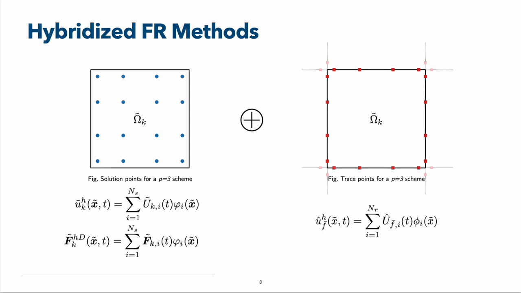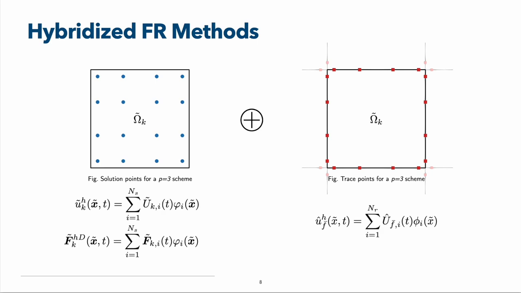The next step is to place a set of solution points as we observe on the left element in this slide. These points are used to hold values of the solution and fluxes within each element. These points interpolate polynomials of degree p with the use of basis functions, and they are discontinuous at the interfaces. So this is common to the FR implementation.